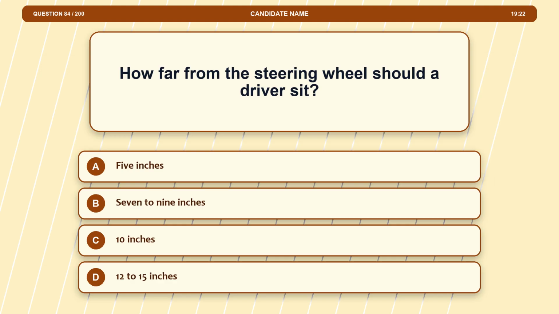Question 84. How far from the steering wheel should a driver sit? Option A, 5 inches. Option B, 7 to 9 inches. Option C, 10 inches. Option D, 12 to 15 inches.